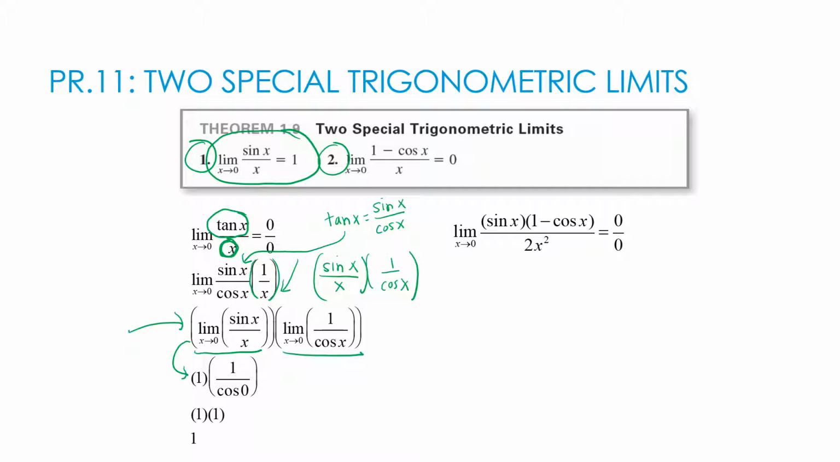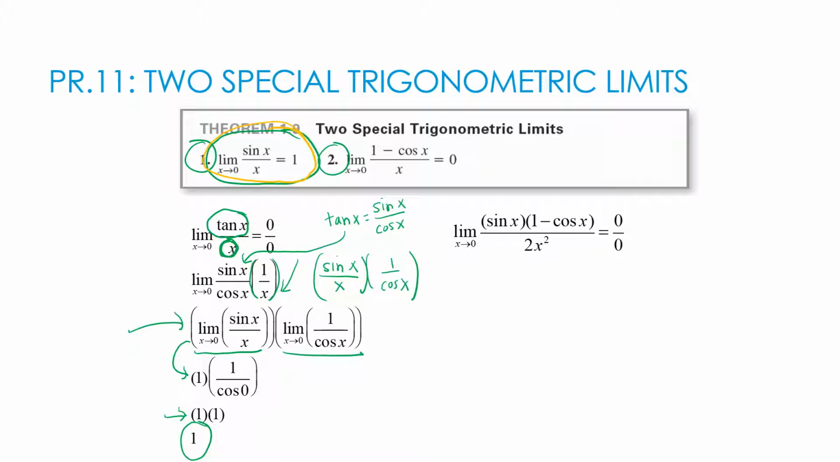Fortunately for me, cosine of 0 is not 0. So it's okay that that cosine is in the denominator, because if I do direct substitution with cosine, I get 1. So my solution is 1 times 1, which is 1. And again, I did that by using this special trig limit that you will commit to memory if you are intelligent, and I know that you are.